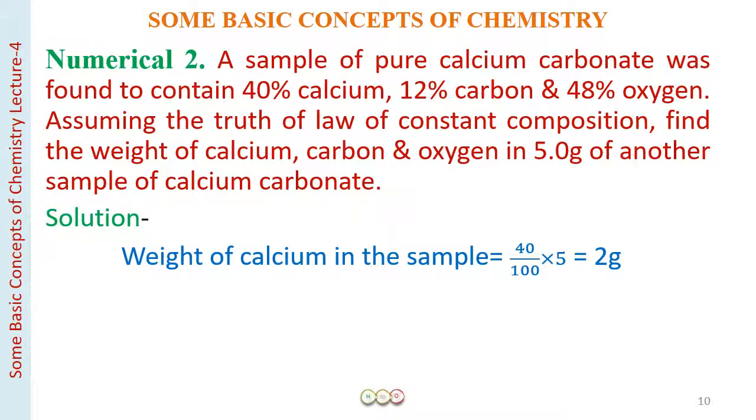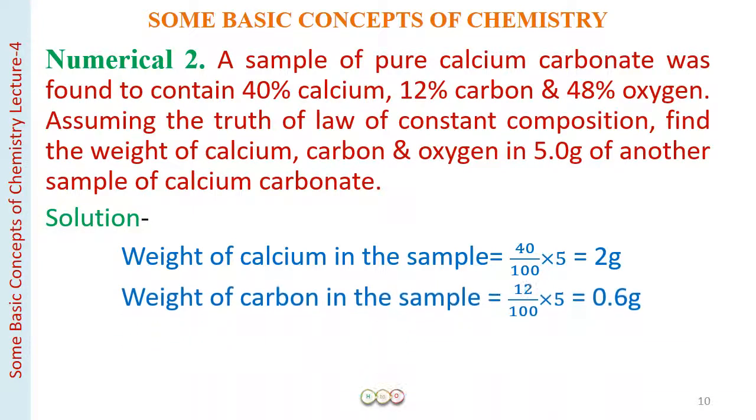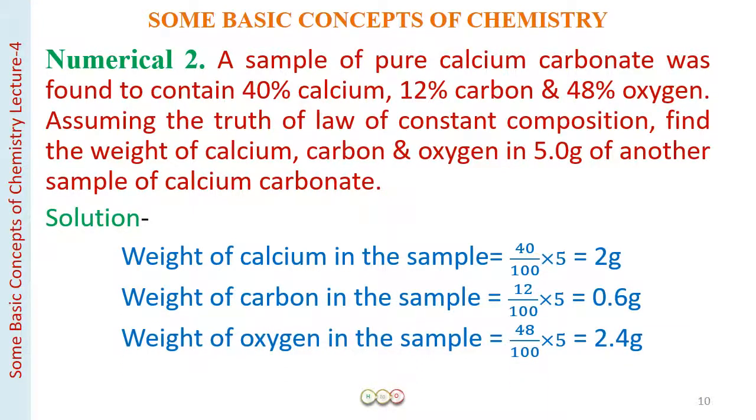So the weight of calcium in the sample is 40% of 5. It is going to be 2 gram. Weight of carbon is going to be 12% of 5, 0.6 gram. And weight of oxygen is 48% of 5, 2.4 gram. So this has helped us in finding the weight of the individual elements in another sample of calcium carbonate, just this being simplified to us by the law of constant proportions.